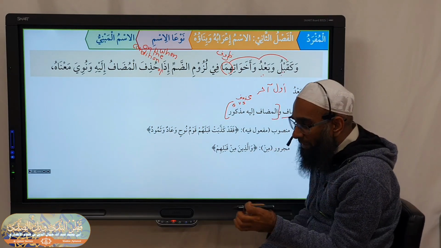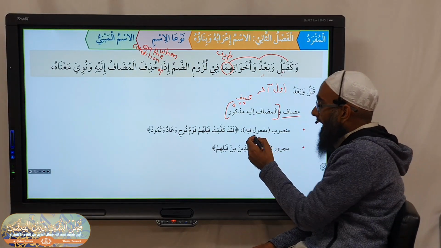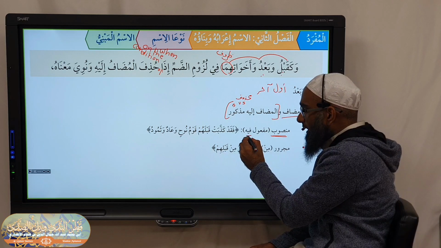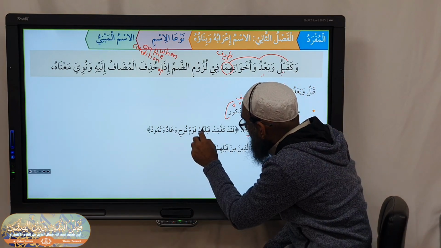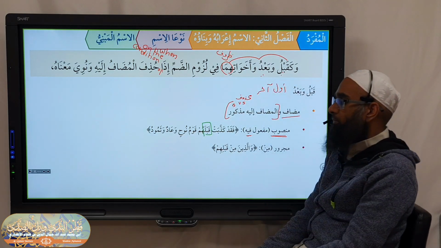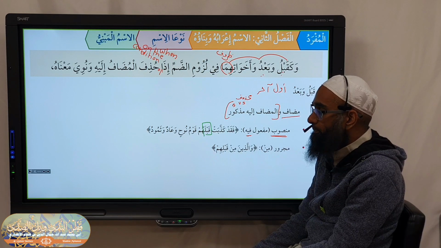So if the mudaf ilay of qablu and ba'du is actually mentioned, then it will either be mansoob because it's maf'ulun fi. For example, فَقَدْ كَذَّبَتْ قَبْلَهُمْ. What state is قَبْلَهُمْ in? But why? Why is it mansoob?